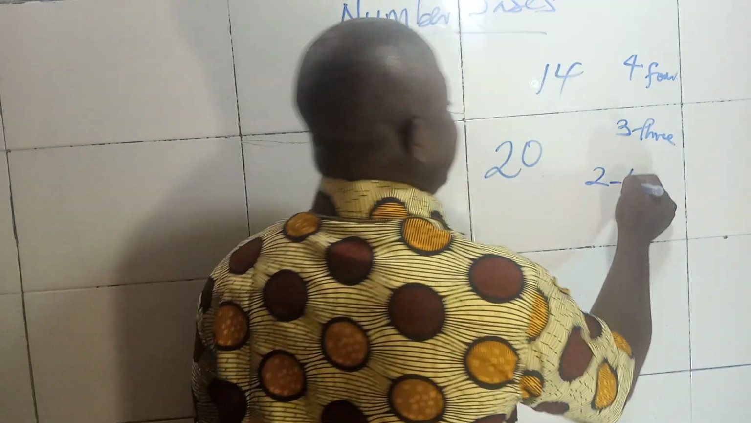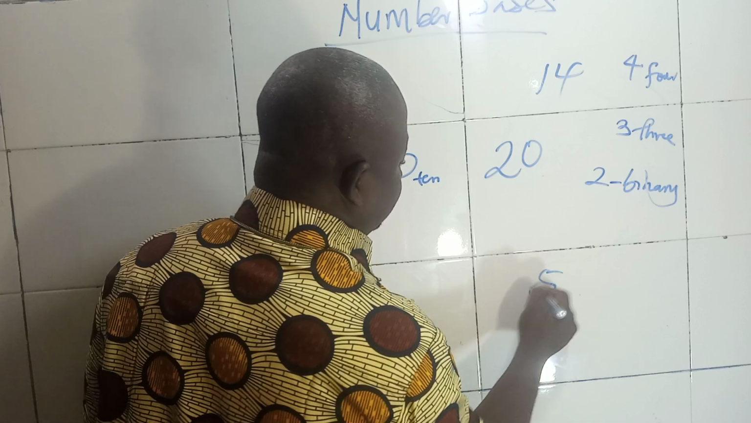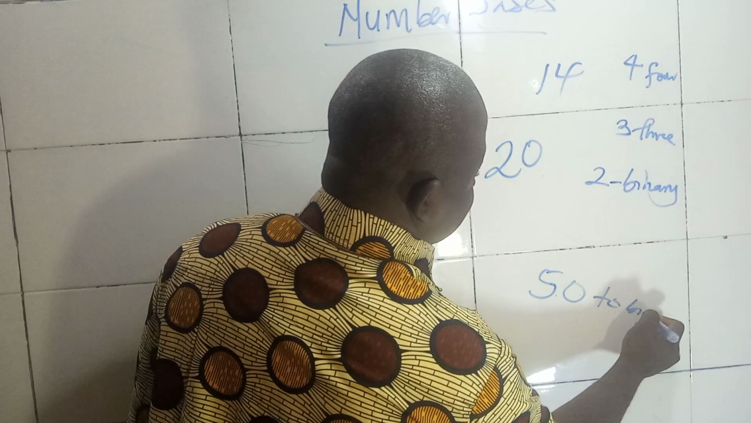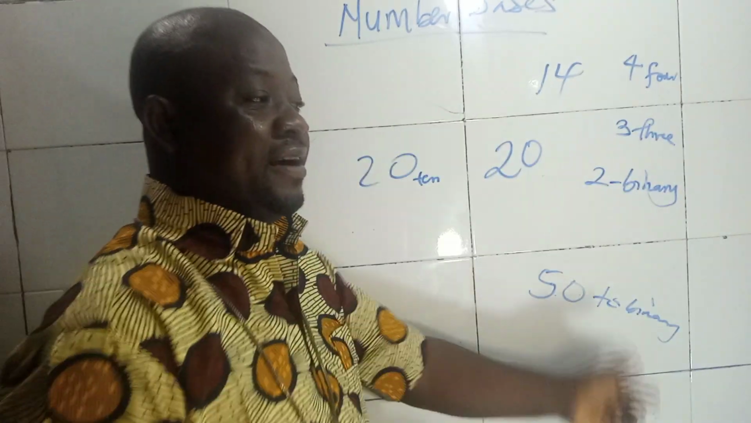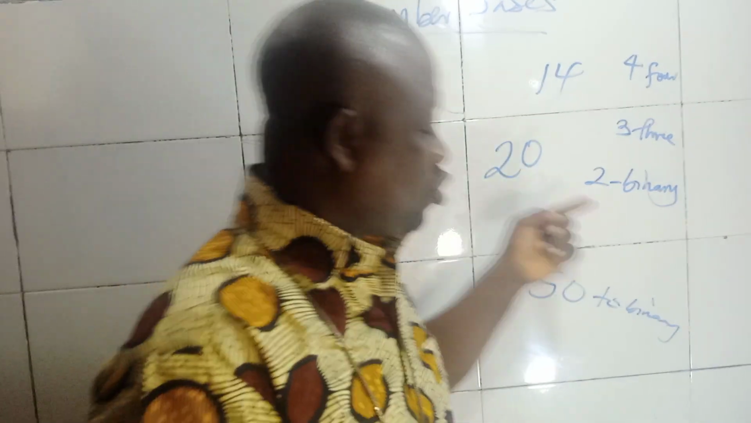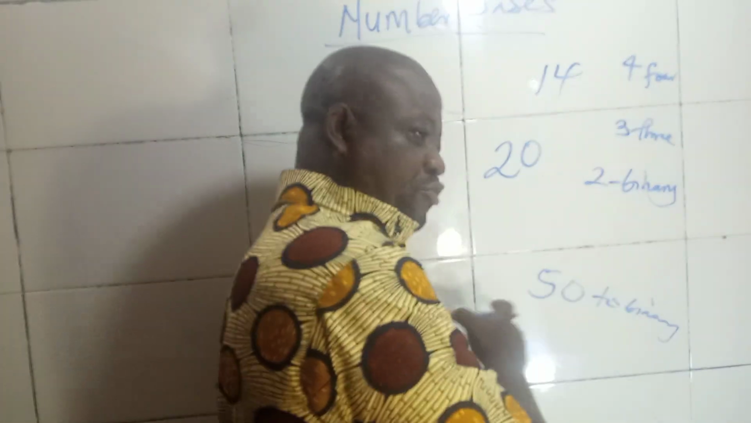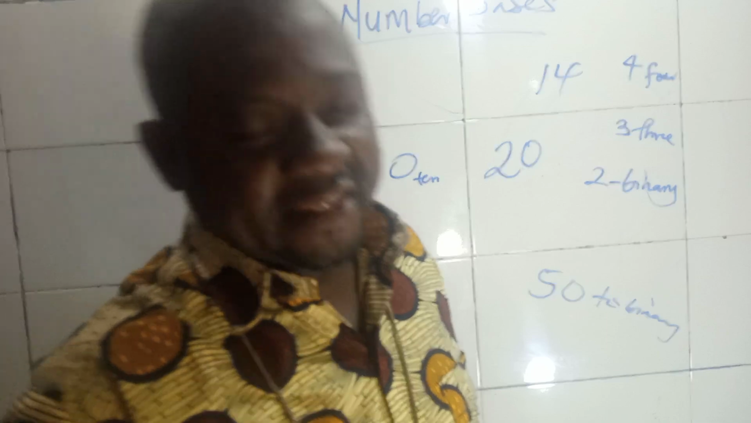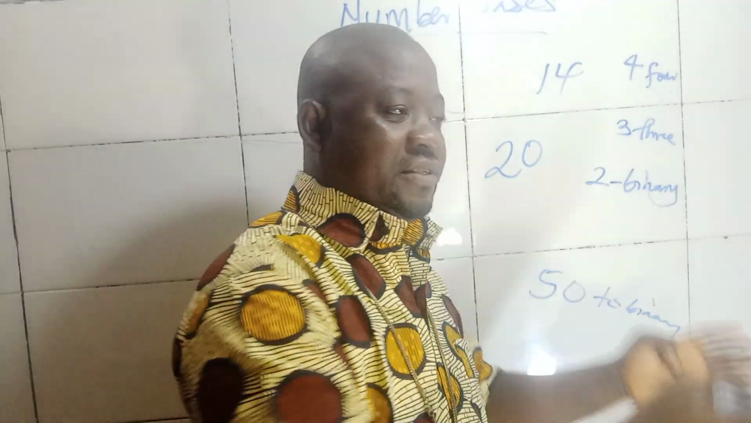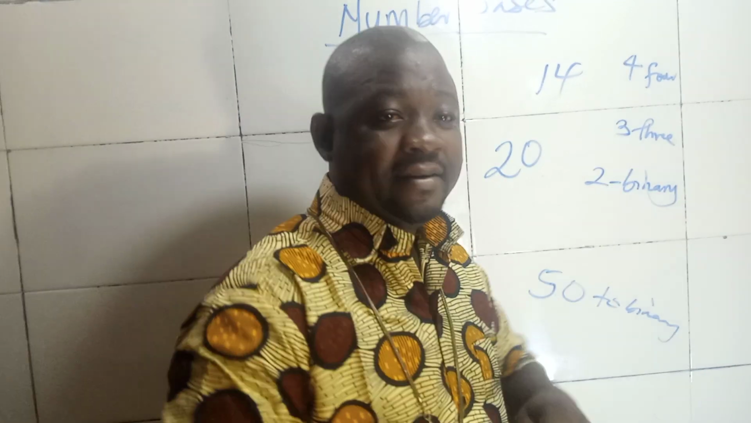They can call base 2 binary. They can just write, let's say, 50 to binary. It means convert 50, which is in base 10, to base 2. You can convert from base 2 to, let's say, base 8. You can convert from base 9 to base 4. So, how to do all that is what I want to teach under number bases.